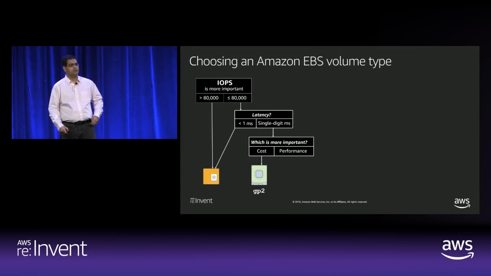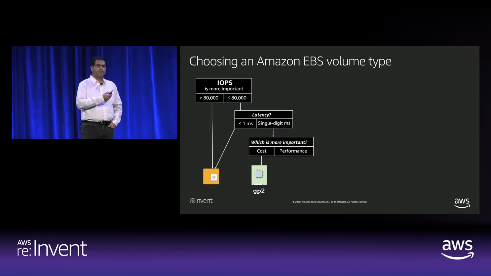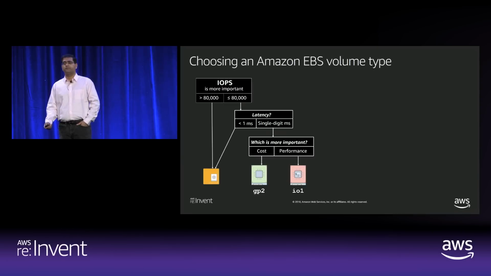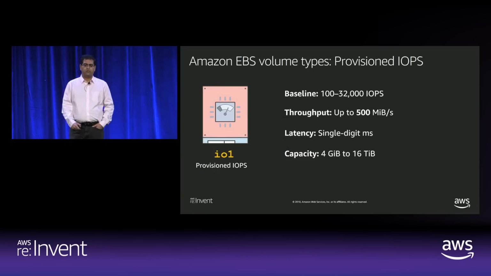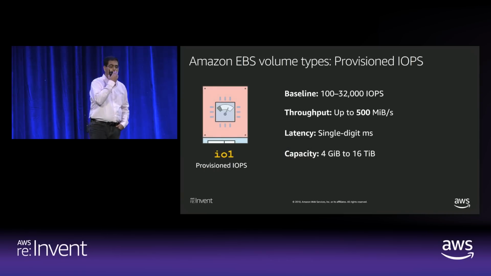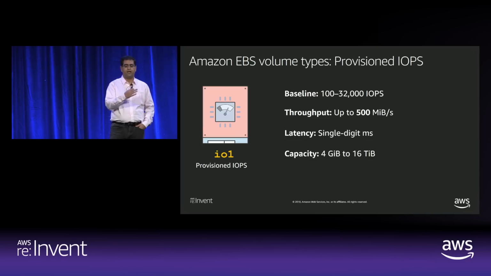Going back to the questionnaire, what if performance is more important? In that case, your answer is likely IO1, or a provisioned IOPS volume type. So what does that look like? Up until Monday, we supported up to a maximum of 32,000 IOPS and a throughput of up to 500 megabytes per second.